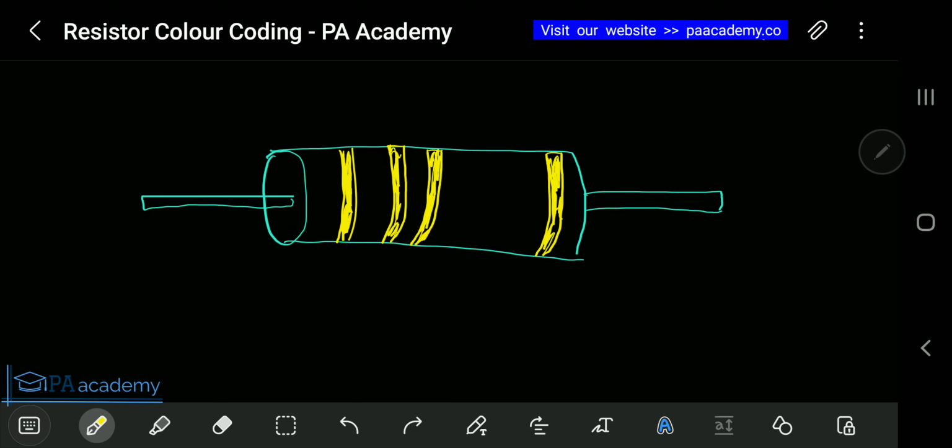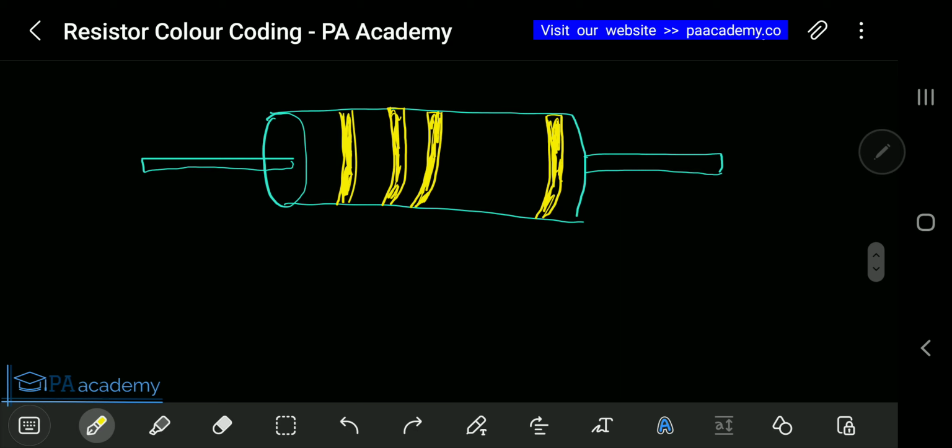Now, what you have on the screen is just a drawing of a resistor. Once you come across a resistor, this is just how it will look. You'll notice that there are colors on it. You find one color, a second color, a third color, and then you find another one that is far away from it, towards the end of the resistor. So this is how it looks. Now, how do you know the value of this resistor? That's what we are going to be talking about.